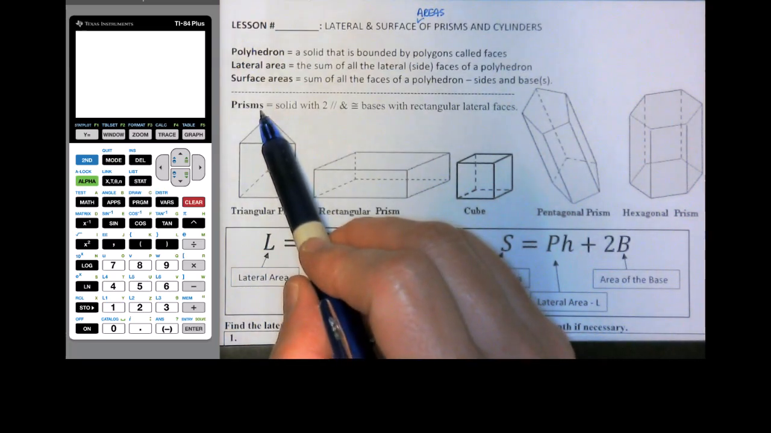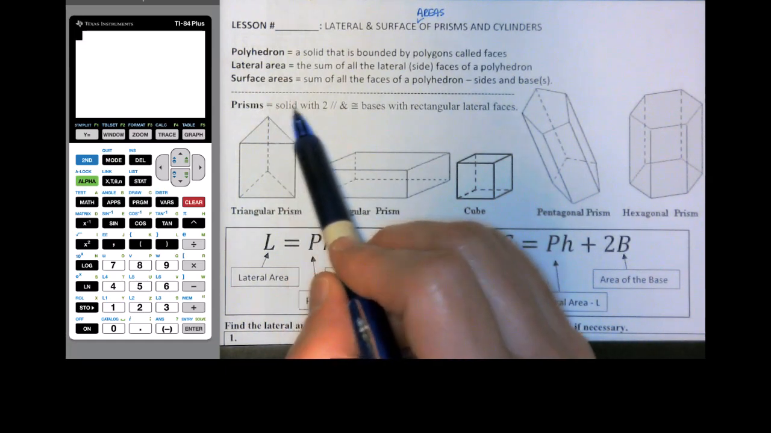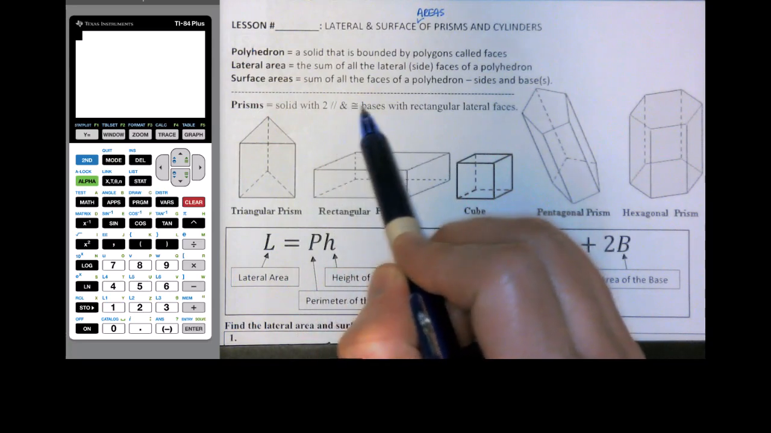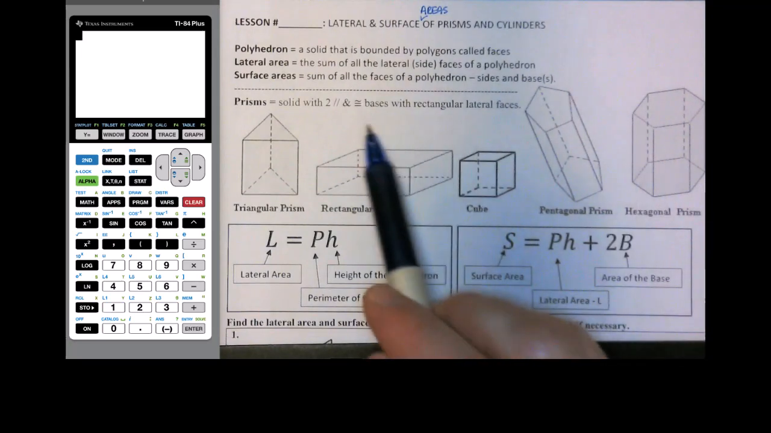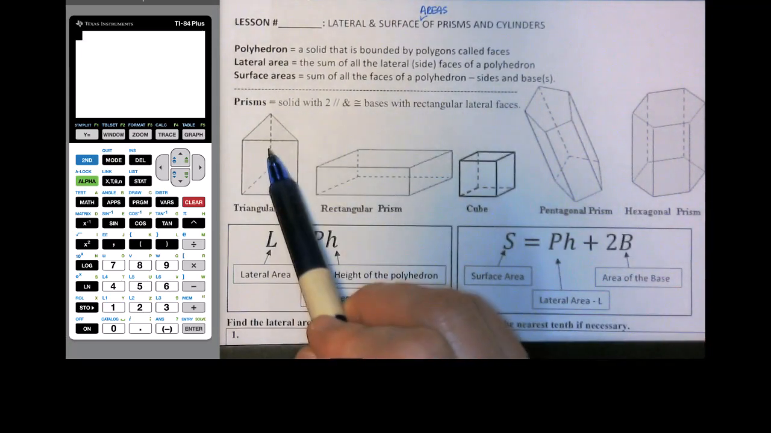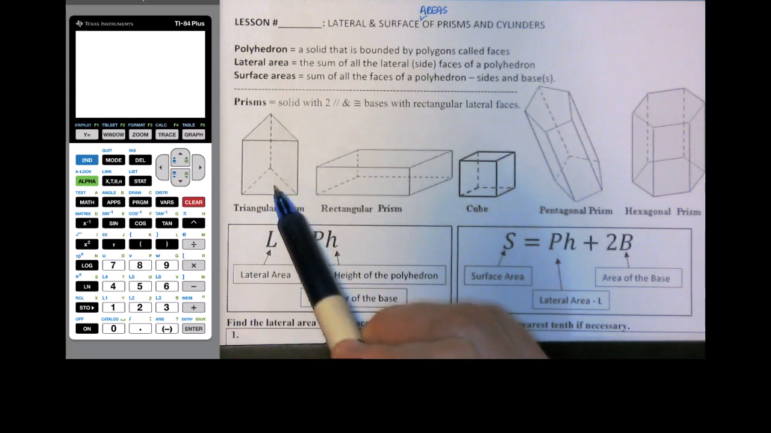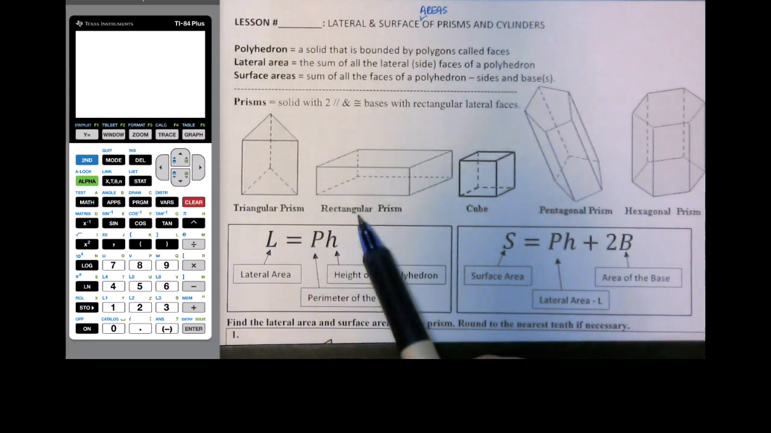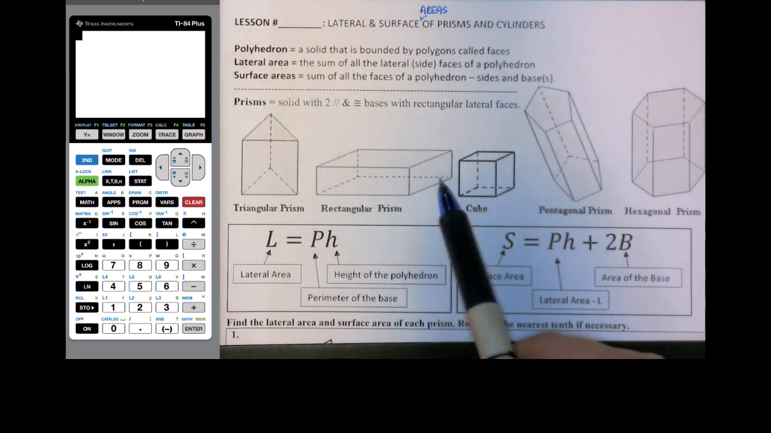Now we're going to focus on prisms and cylinders in this lesson, and then we're going to talk about other polyhedrons later. But what is a prism? A prism is a solid with two parallel and congruent bases with rectangular faces, or rectangular lateral faces. So if you notice right here, we have a triangular prism because the bases are parallel and they are triangles and the sides are rectangles.